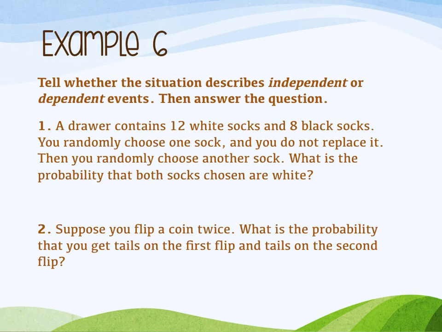All right, so number 1 says a drawer contains 12 white socks and 8 black socks. You randomly choose one sock and you don't replace it. Then you randomly choose another sock. What's the probability both socks chosen are white? Dependent or independent? Dependent, you don't replace it, right?